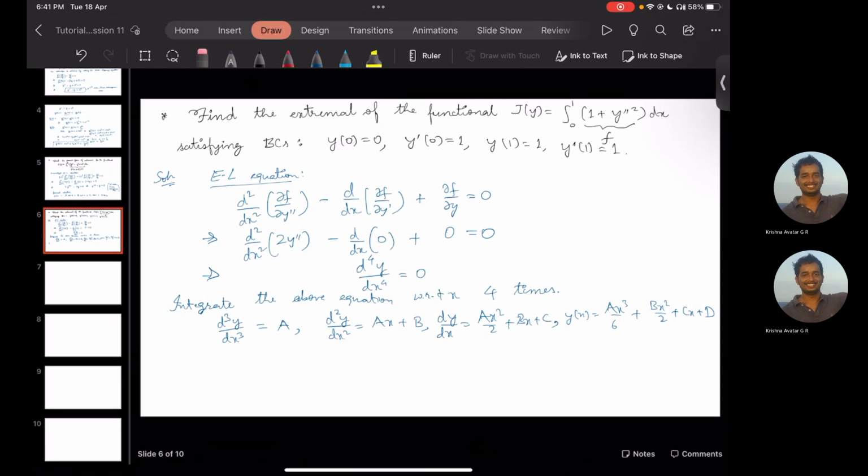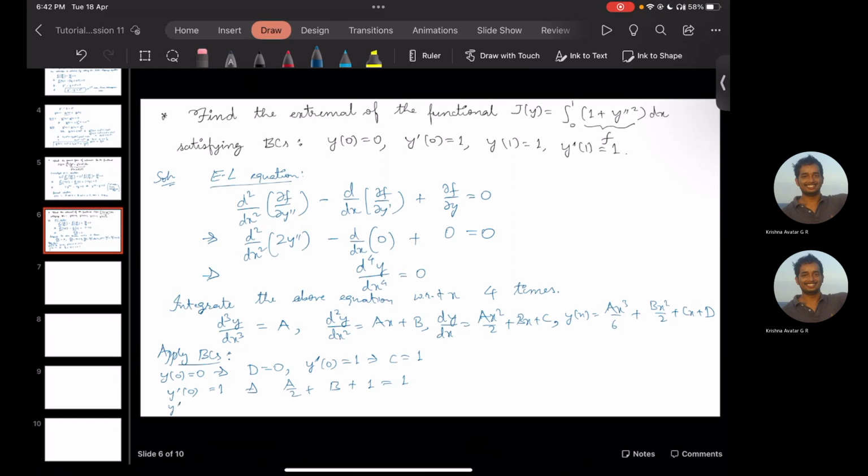Now let's apply the boundary conditions. y(0) is equal to 0. This implies that d is equal to 0. Likewise, y prime at 0 implies that c is equal to 0. Now we have y(1) is equal to 1, and this implies that a by 6 plus b plus c, which is already 0, is equal to 1.